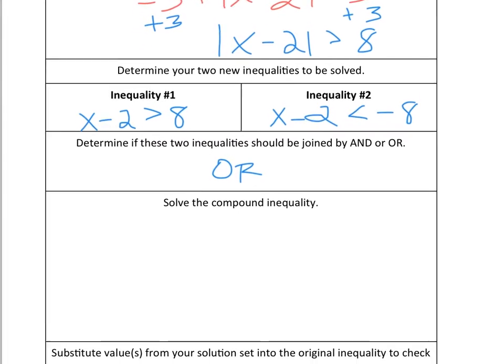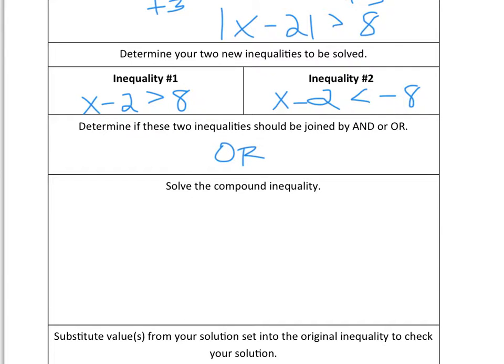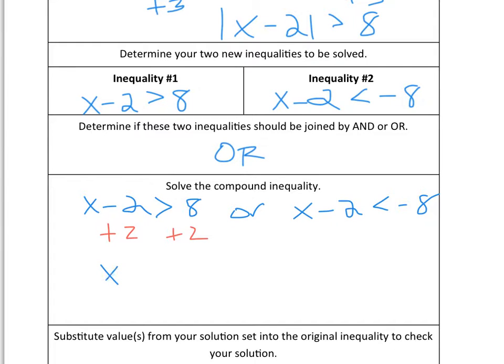Now it's time to solve the one-step inequalities. So x minus 2 is greater than 8, or x minus 2 is less than negative 8. So add 2, which gives me x is greater than 10, or add 2 again, x is less than negative 6.